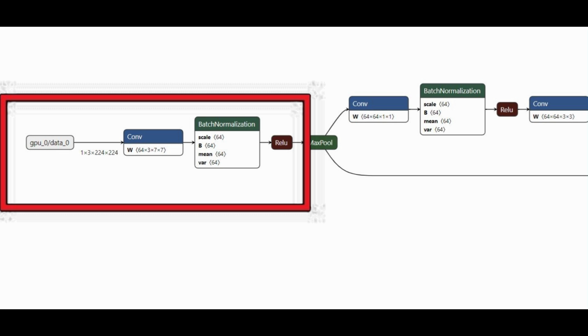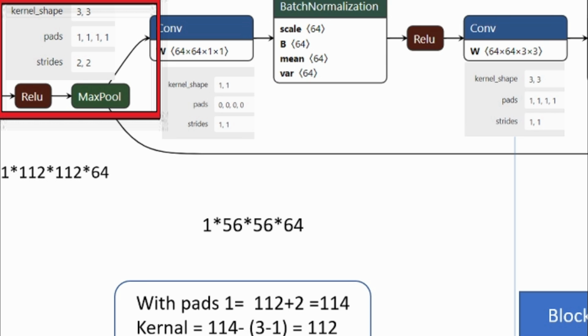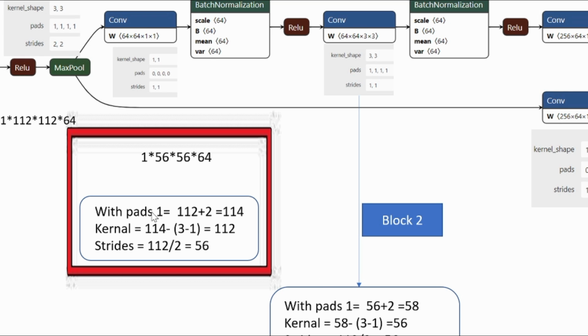Now we apply the max pooling which has strides 2 and padding 1, and the kernel size is 3 cross 3. So here if you see, with the padding you will add 1 on the upper side and on the lower side, so you will get 114. Then you apply the kernel which will reduce the size. Since it is a 3 cross 3 kernel, the total size reduction will be 3 minus 1, so 114 minus 2. That will give you 112. Then you have strides, which will just divide this complete shape by 2.